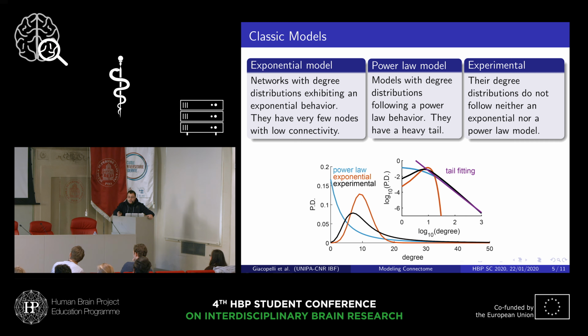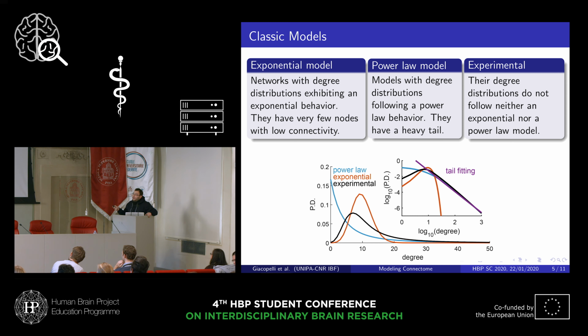First of all, we introduce the exponential model. The exponential model, the orange one, has an exponential behavior in the degree distributions. This model has few nodes disconnected and an exponential tail, so the tail decays very fast.